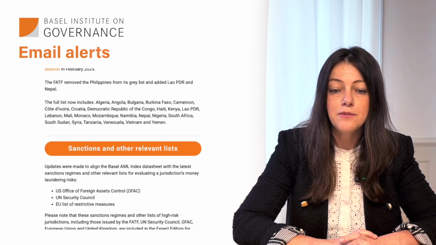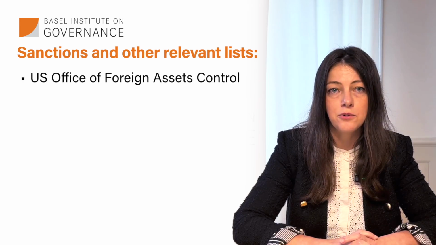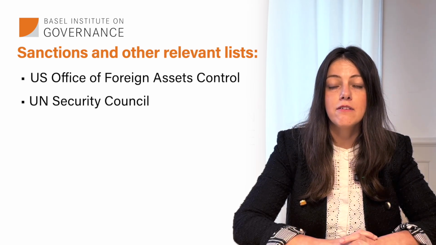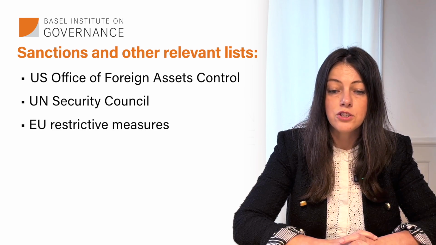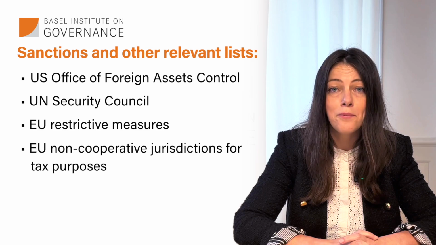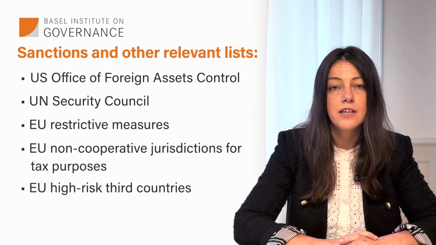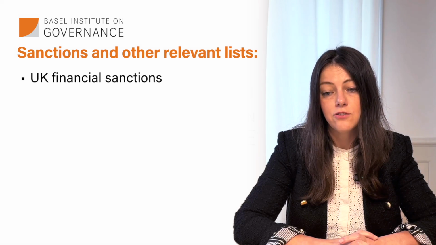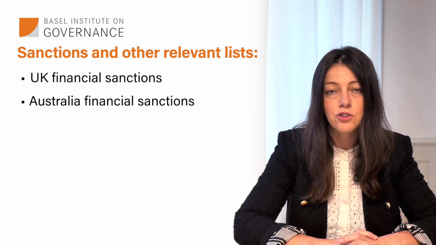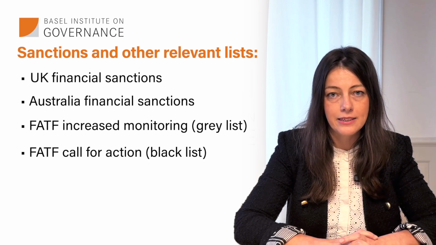As you can see, we cover global sanction regimes: US OFAC, UN Security Council, several European Union sanction regimes, including EU restrictive measures, EU non-cooperative tax jurisdictions, and EU high-risk third countries. We also cover the UK sanction regime and the Australia sanction regime, and data from FATF on the grey and blacklist.